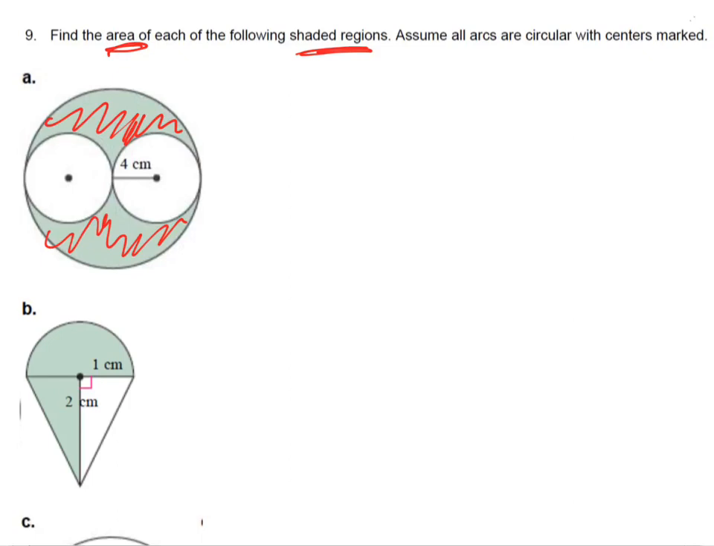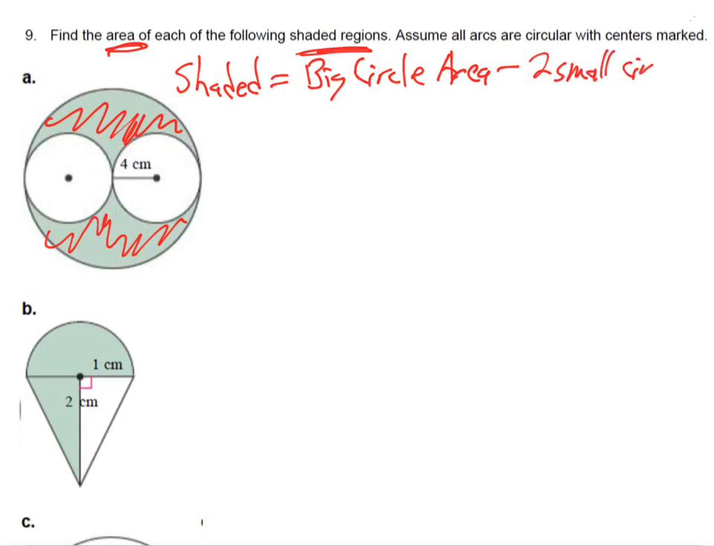Well, how are we going to do that? Well, the shaded region, if you think about it, is the big circle area minus the 2 small circles, right? We've got the whole big circle here, right? There's the big circle, if we can find what's its area.